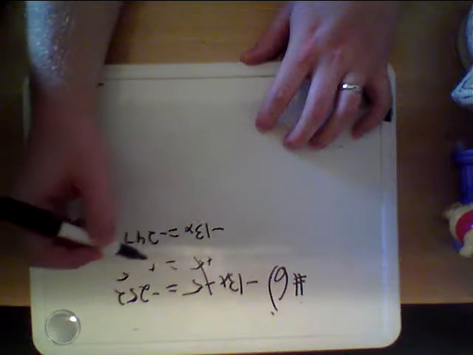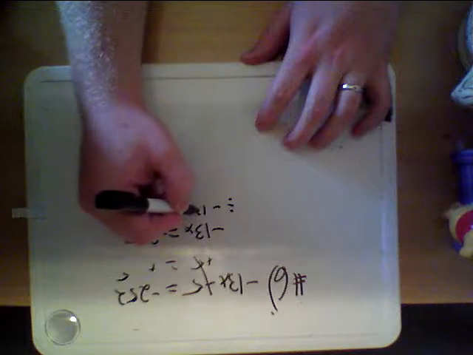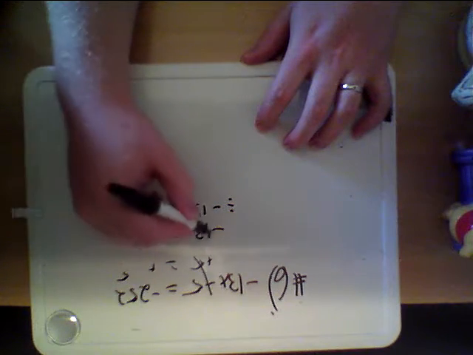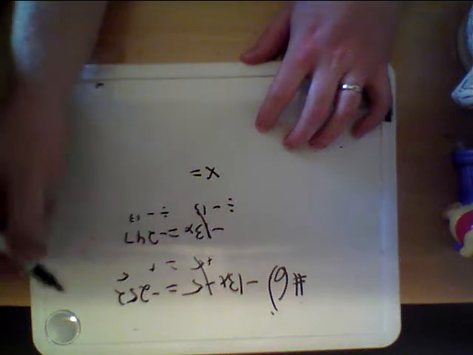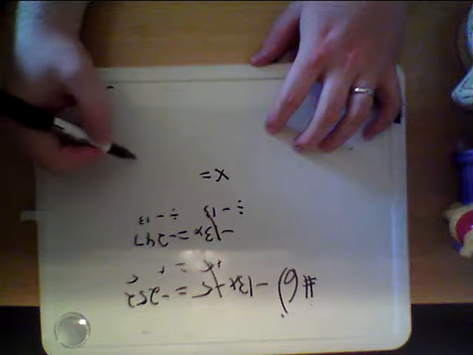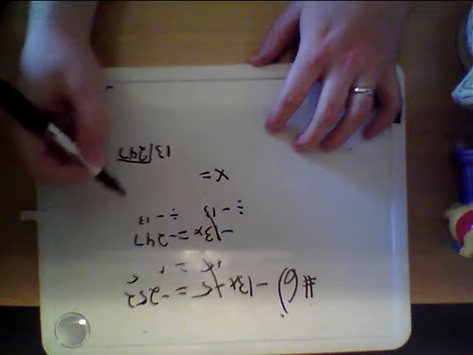Okay, so then we have to divide both sides by negative 13. So that's going to cancel. We're going to get x on this side. And so we get negative 247 divided by negative 13. So we know we're going to get a positive. So let's just go 247 divided by 13.